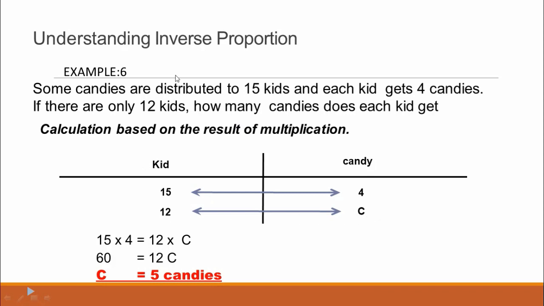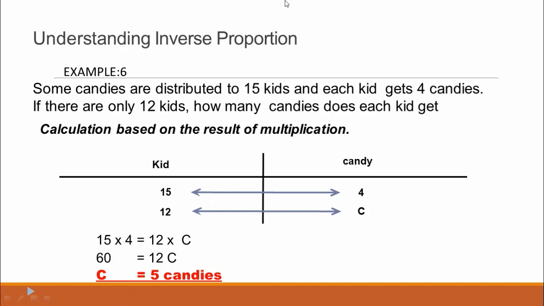Now in inverse proportion, multiply these two quantities, and then multiply these two quantities: 15 multiplied by 4 equals 12 multiplied by C. This is the unknown variable. So C is connected with the 12, and dividing both sides by 12, we obtain C is equal to 5 candies.